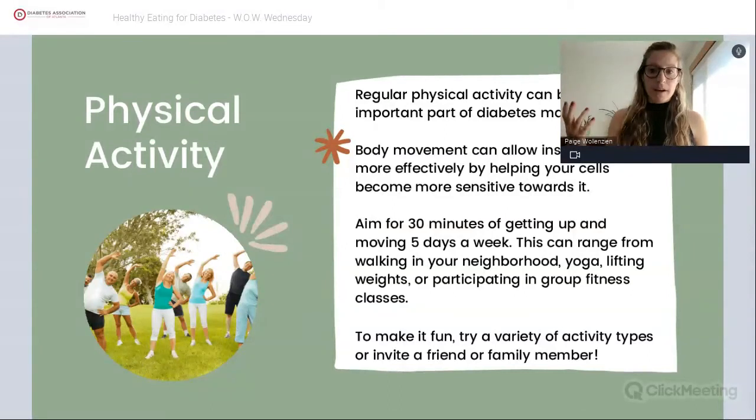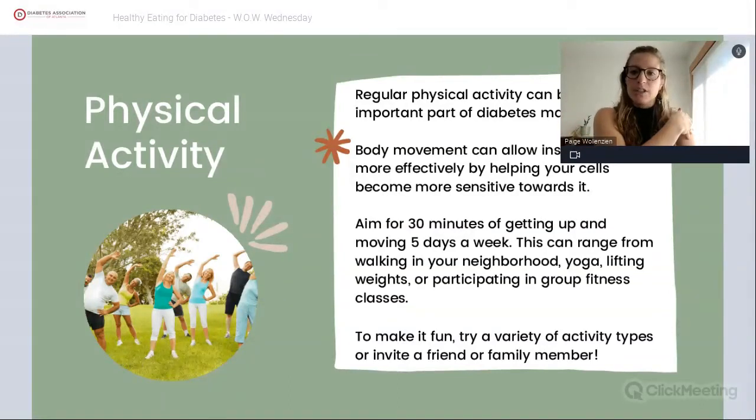When we move our body and we incorporate some exercise, some physical activity, some joyful movement, however you want to refer to it, it actually can help our cells to become a bit more sensitive to the insulin.